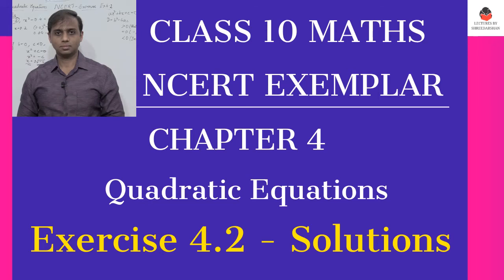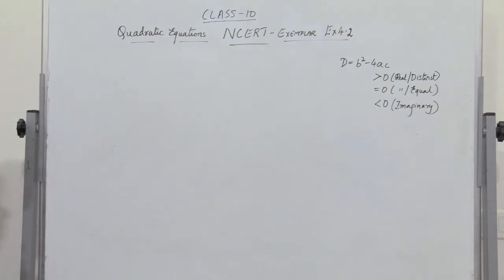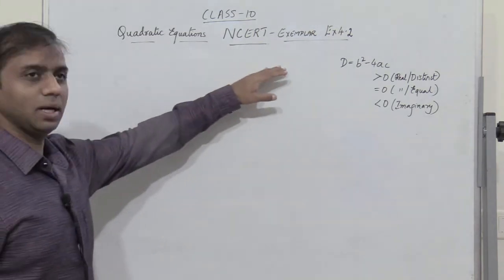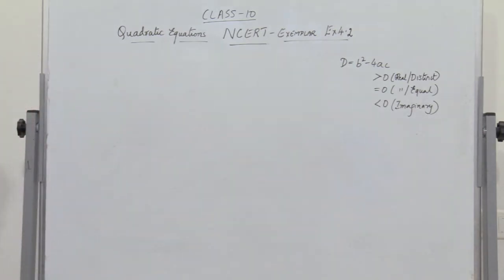Hello students and friends. So continuing with quadratic equations, solving the problems from the NCERT Exemplar exercise 4.2. So the first question states: state whether the following quadratic equations have two distinct real roots.